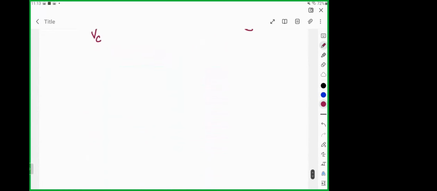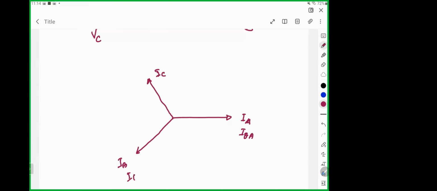Now for the current, it will be the same, right? We have assumed my line current, that was IA, and that was my reference. And then we have IB, and then IC. And this will be the same as I theta A, I theta B, and I theta C.